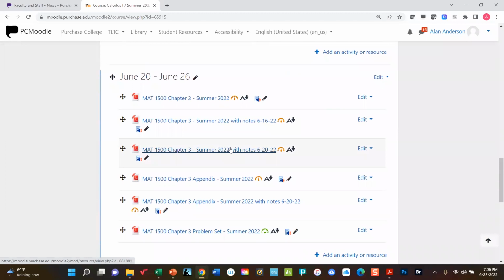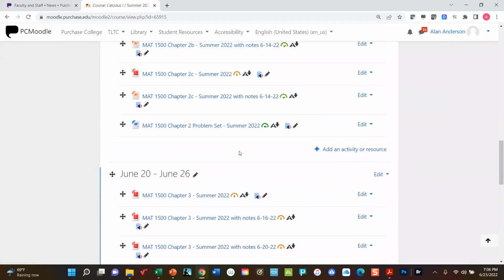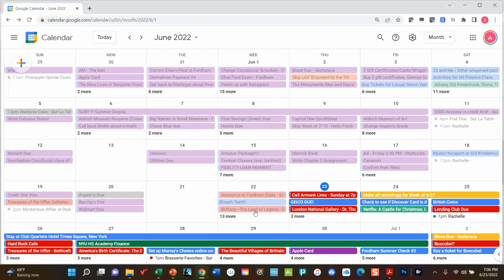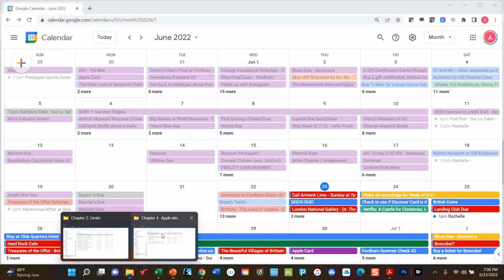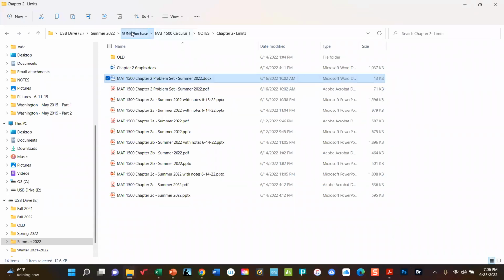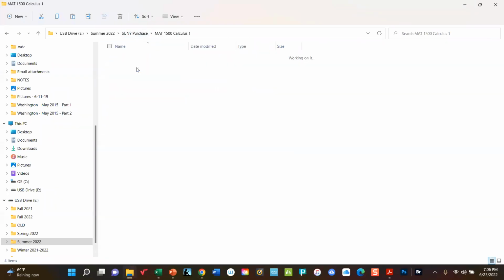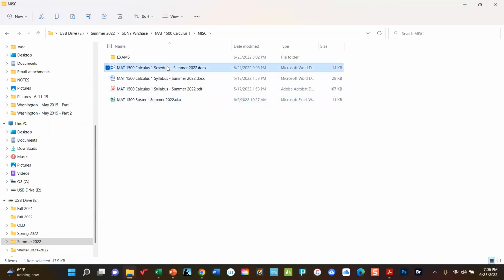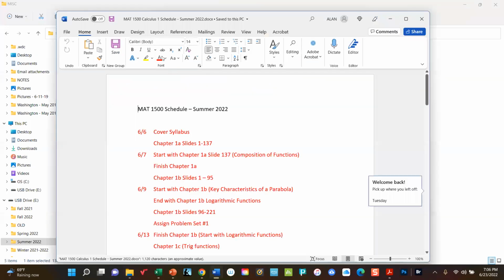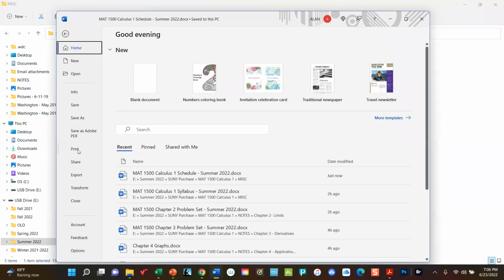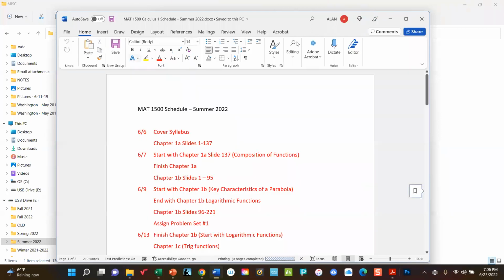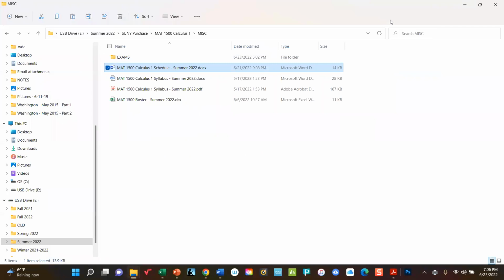So the chapter 2 problem set was based on limits. All right, I'll tell you what. Let me just do this one thing. I probably should print this thing out every time we meet. I'm printing out the schedule that I put together. I don't hear it printing. There it goes. All right, I'll be right back.